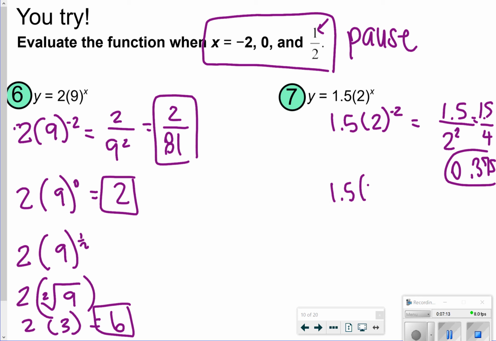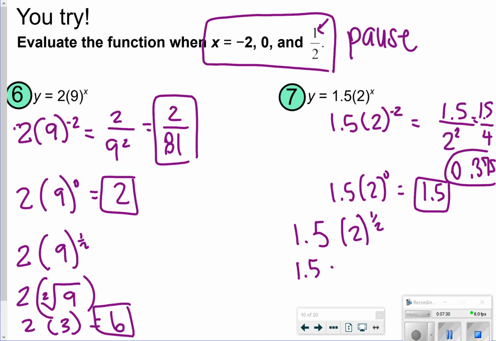Same thing is true for this 0 power. Again, remember, anytime you have a 0 power, that just makes it 1. So 1.5 times 2 to the 0 power is just 1.5. You can essentially just cancel that 2 to the 0 power out. The last one was kind of tricky because whenever you tried this one, 1.5 times 2 to the 1/2, that's saying 1.5 times the square root of 2. And the square root of 2 is irrational.